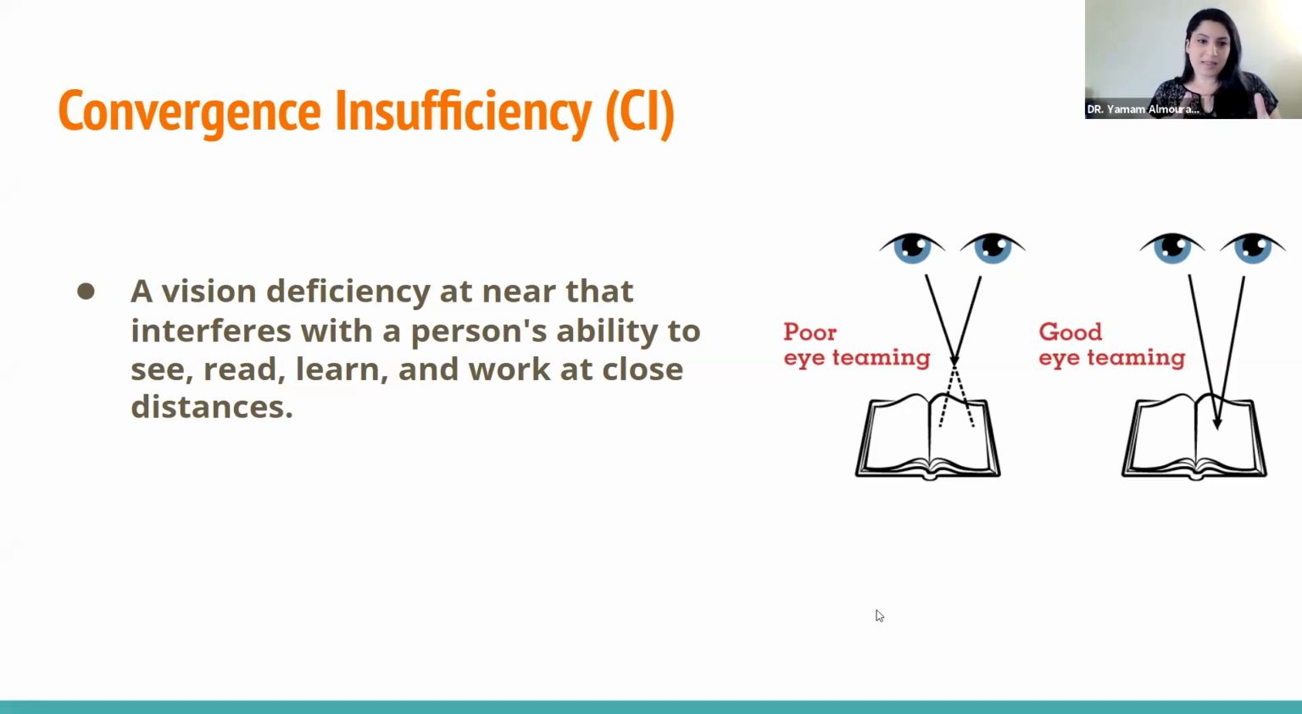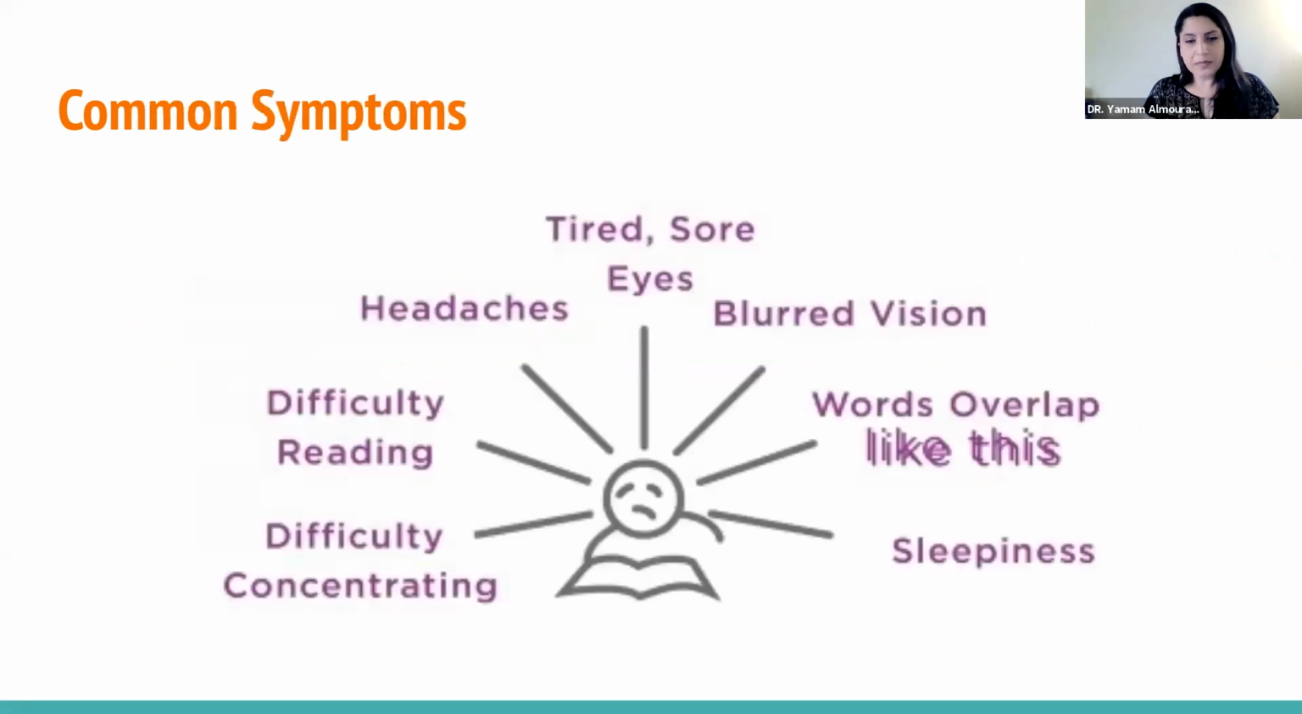And then how big that discrepancy is depends on what the numbers are and what the magnitude of convergence insufficiency is, but it ranges from blur, which is just a little bit of overlapping with letters, to complete diplopia. Common symptoms for convergence insufficiency: difficulty concentrating, difficulty reading, blurred vision and headaches, ocular fatigue, words overlapping, and feeling sleepy when reading because the eyes are using so much energy just to read that the entire body gets tired.